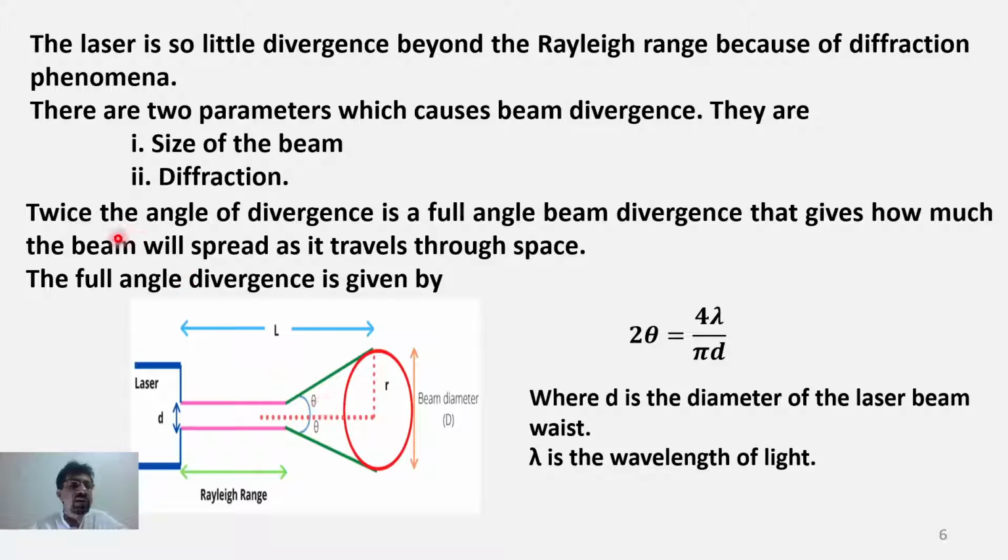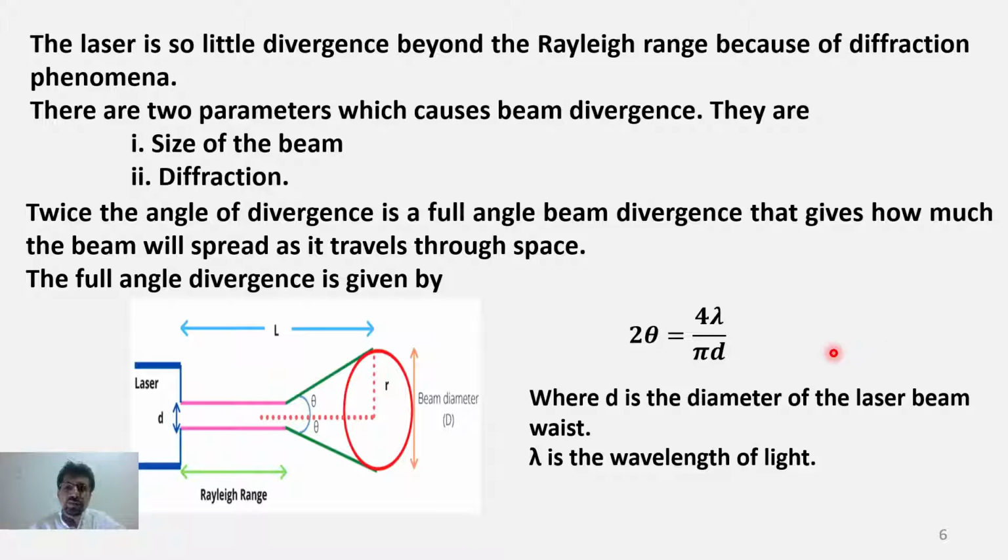Now here we can see that twice the angle of the divergence, that means the 2 theta, is the full angle beam divergence. So the 2 theta is the full angle beam divergence, and that gives how much the beam will be spread as it travels through space. The full angle divergence is given by, according to the geometry of this figure, 2 theta equal to 4 lambda divided by pi d.